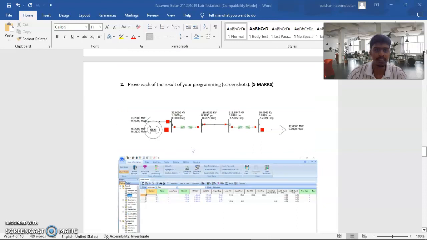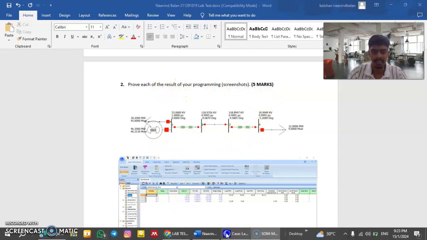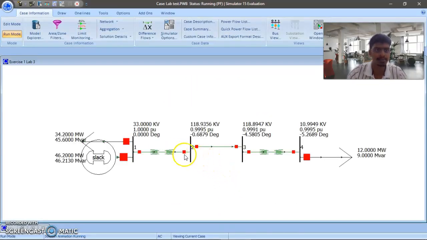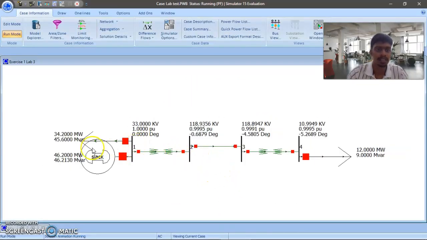Okay, after that, to provide each result in the program, I already ran the circuit. My circuit is on this side. I will substitute each value. Here I put 33, then 119 kV, and here is 11. After I run it, I get approximately 118, something like this.